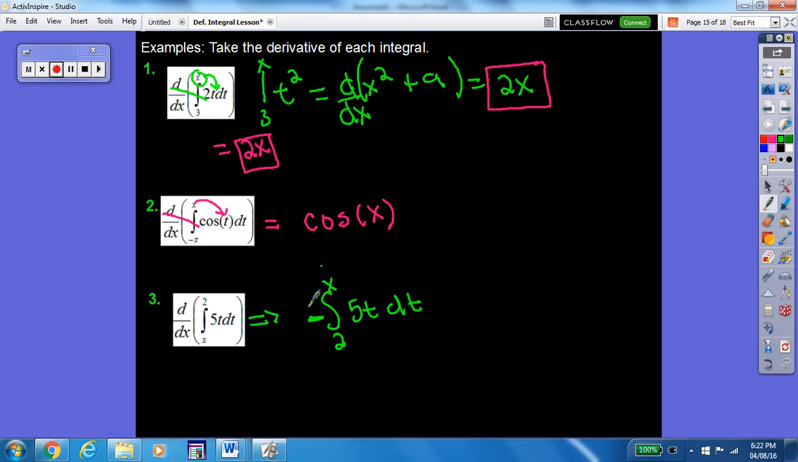Okay? So now you take the derivative of that. The derivative cancels the integral. You plug in your x, and the answer is 5x. But remember, you have this negative, so negative 5x. And we're done. That's the answer. So yes, you basically plug in your variable, and that's it.